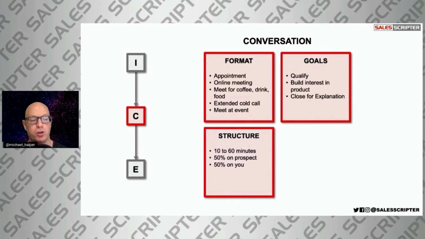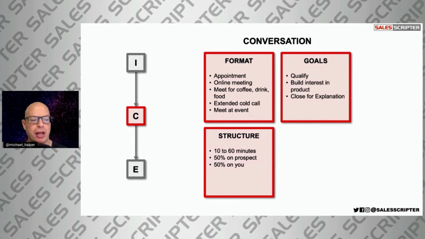The structure starts to change. Now the structure of this conversation is a bit longer than the interaction, could be anywhere between 10 to 60 minutes. And notice that the interaction step was all about the prospect and then a little bit about us right before we go for the close. Now we're trying to do half and half. So the balance is starting to flatten out: half on the prospect and half on you or your product.